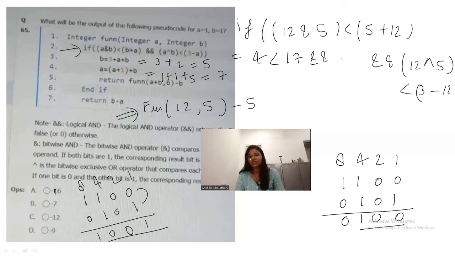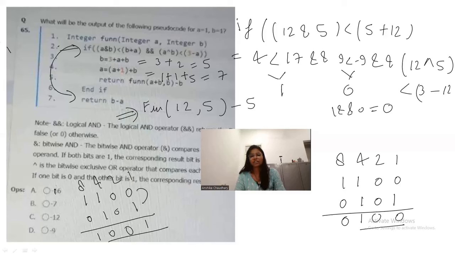Right? So 9 is less than minus 9. 3 minus 12 will become minus 9. So what will it give? 4 is less than 17, so this will return us 1. But 9 is less than minus 9, so it will return us 0. So 1 and 0 will become 0 only, so the condition will fail, and we will jump out of the if part, and we will jump out here at this line.